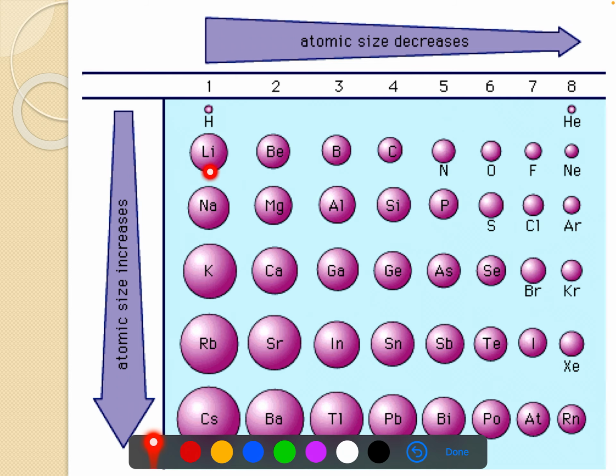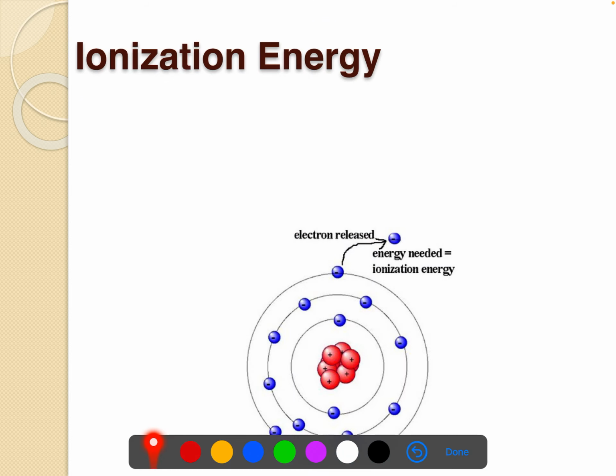So again, as you go across, there are more protons in the center of the atom, which pulls the cloud in tighter. As you go down, there are more energy levels added, so the cloud gets larger. And again, there are more protons added too. That might be a question of yours, but it doesn't matter. The fact that there are higher energy levels kind of negates that.